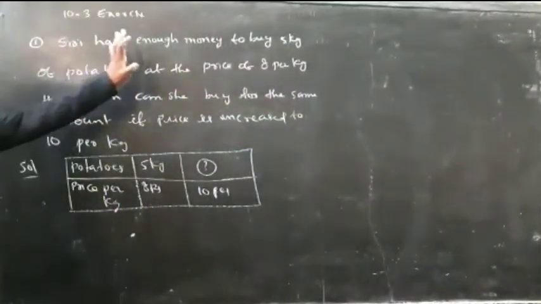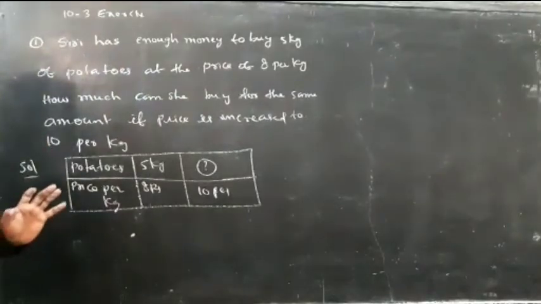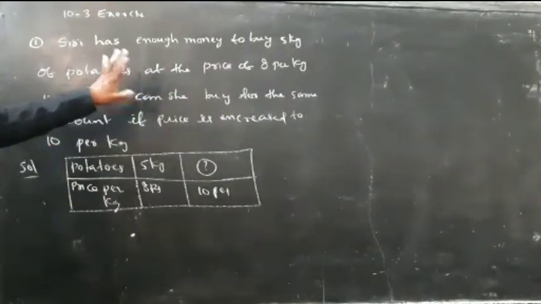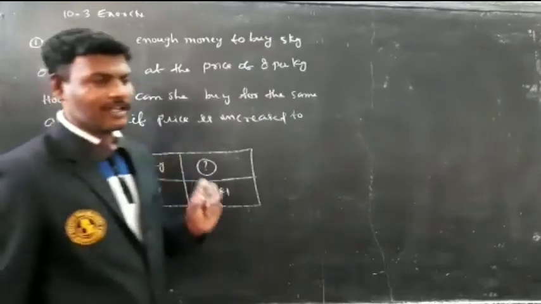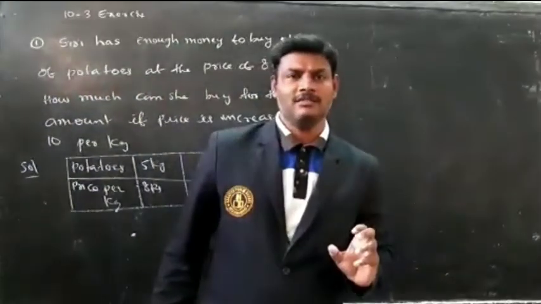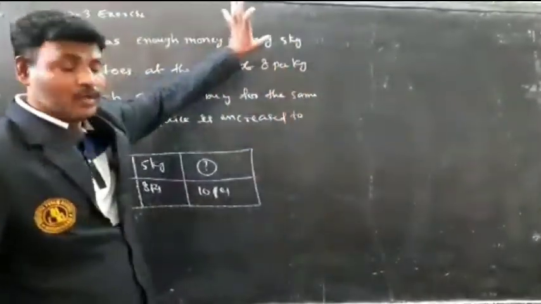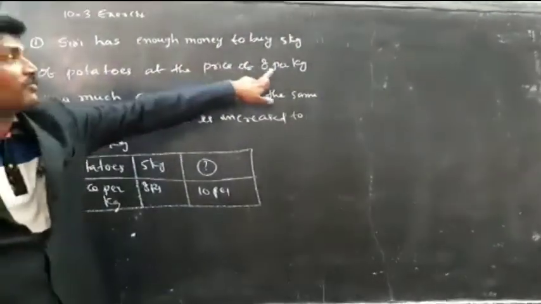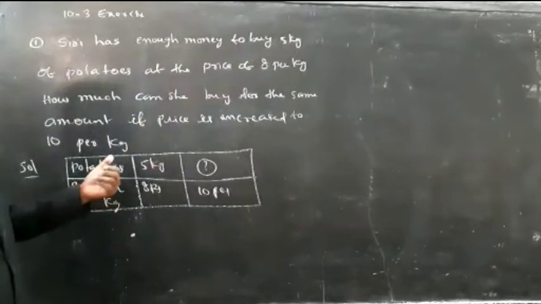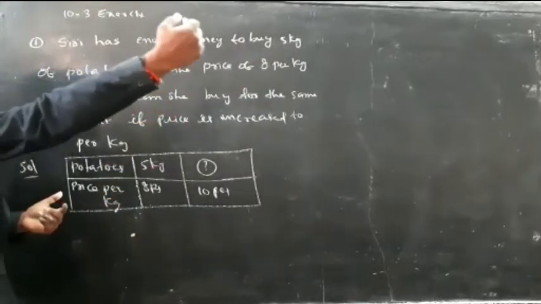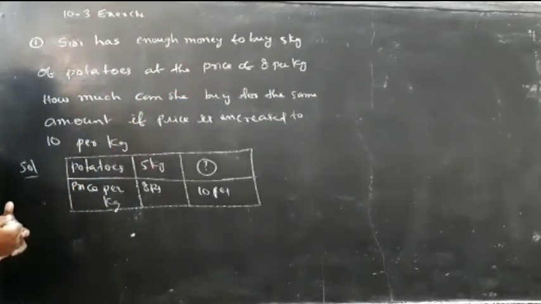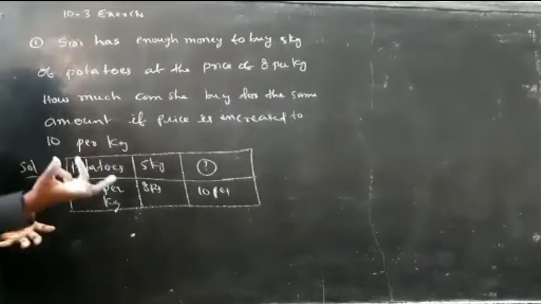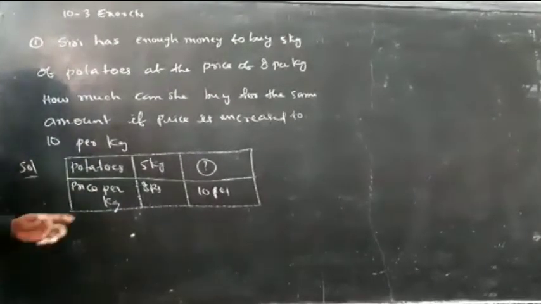Siri has enough money to buy 5 kg potatoes at the price of 8 per kg. Okay now, Siri, one girl, has money only to buy 5 kgs of potatoes if the cost of potatoes is 8 per kg. But what happens here? The cost of potatoes is increased to 10 rupees. So with that amount, how many kgs can she buy? You have to find it.